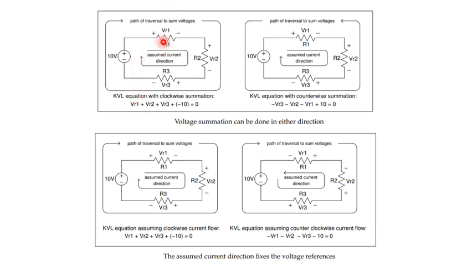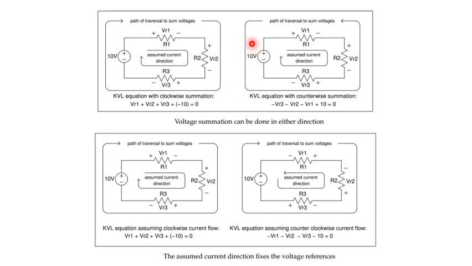Just write down VR1, because the current direction is here. You trace the path, and the direction will be like this, so both directions will be the same. In this case, all the voltage drops will be positive. So VR1 plus VR2 plus VR3 minus 10 is equal to 0.